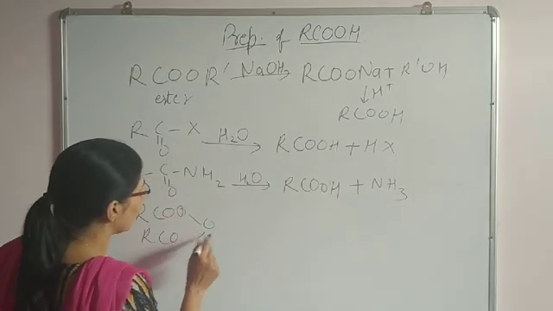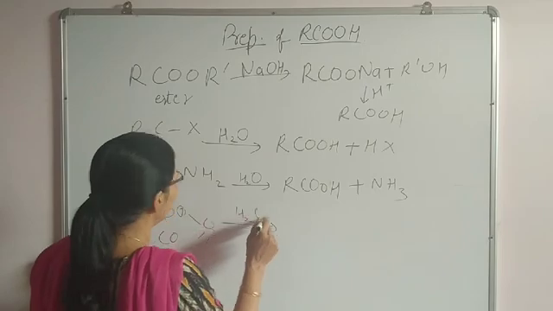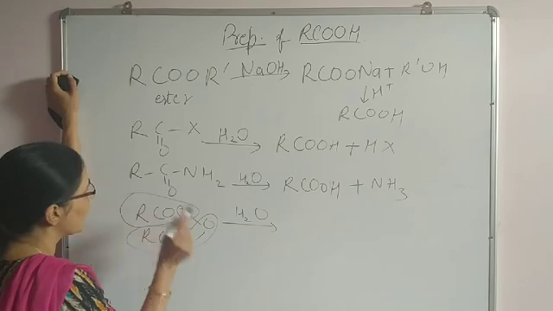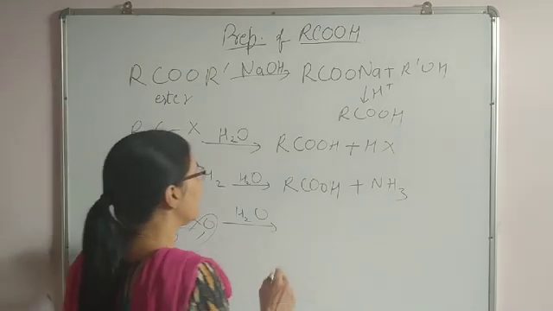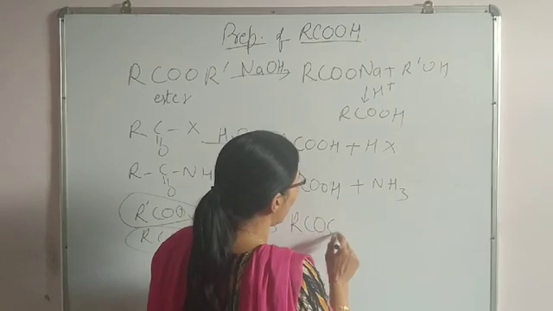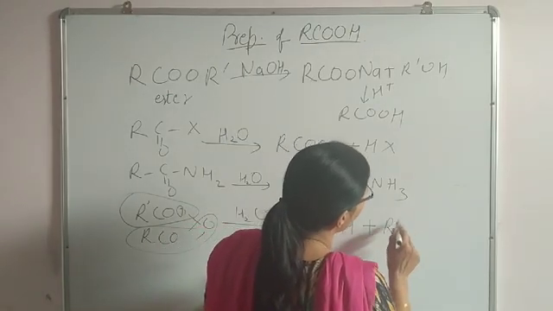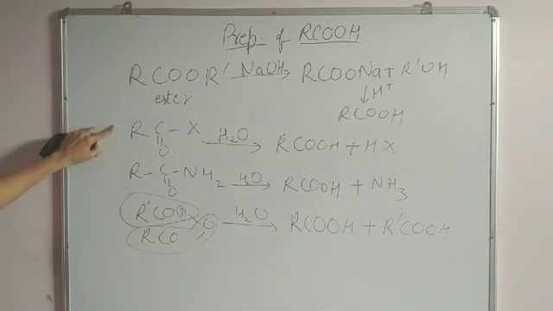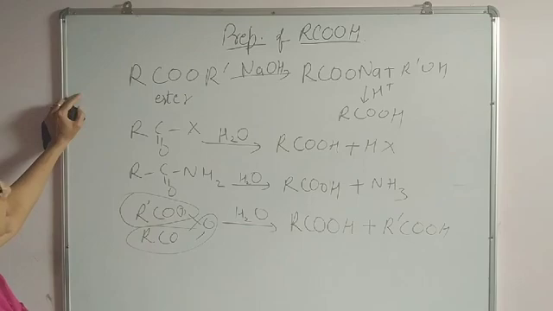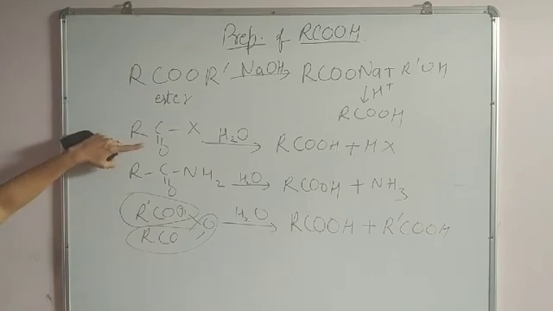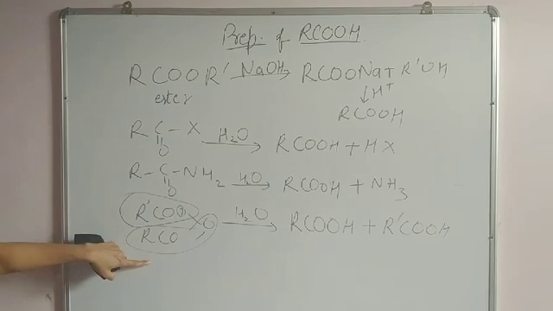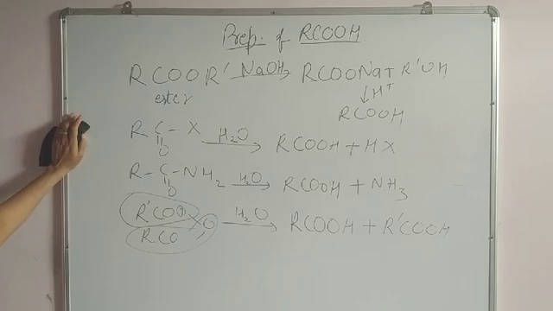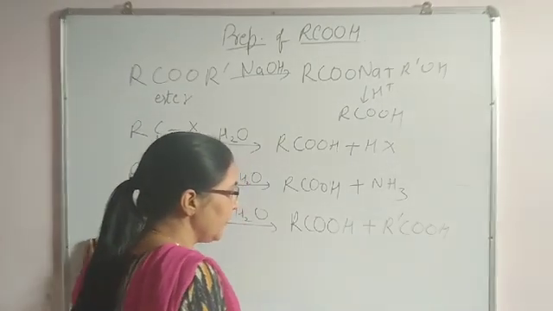Then here, when hydrolysis is done, to one group OH will attach, to another group only hydrogen will attach. If there are two different groups, then there will be formation of RCOOH plus R dash COOH. In this manner, these four compounds are known as acid derivatives, that is ester, carbonyl halide, amide and anhydrides. These four when hydrolyzed form acid. Okay.